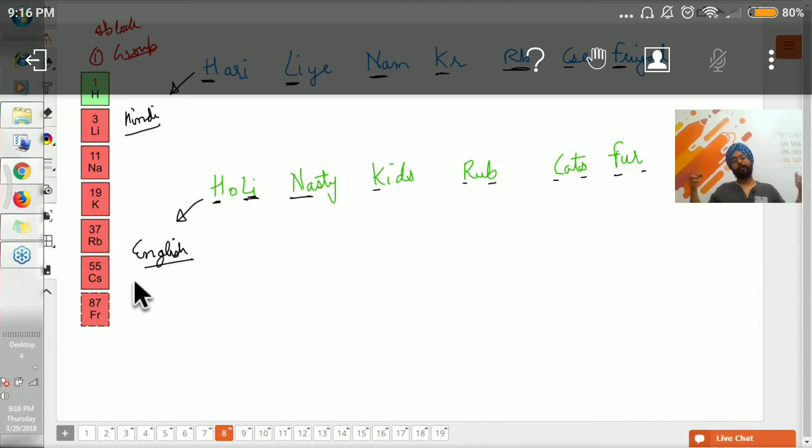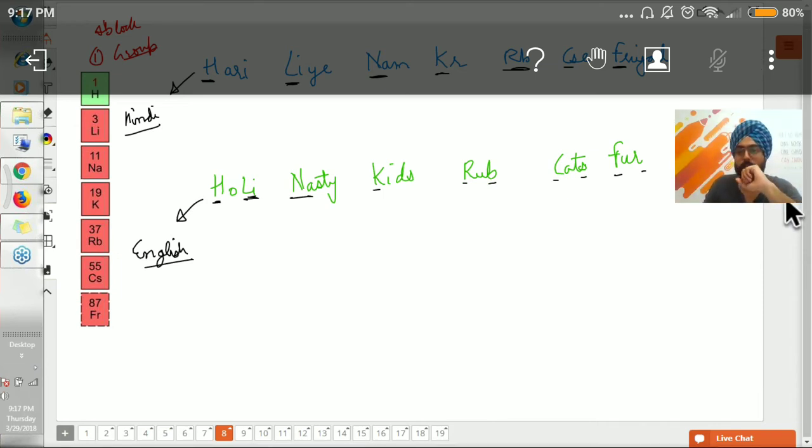All you need to do in order to remember the first group of the periodic table is to either think of Hari who's praying to God, or think of some holy nasty kids who are trying to rub a cat's fur and chasing the cat around. Okay, cool. So now what I'll do is let me open the question section and let me see what you guys are up to there.